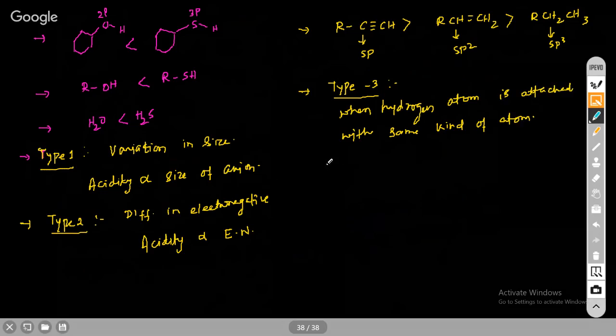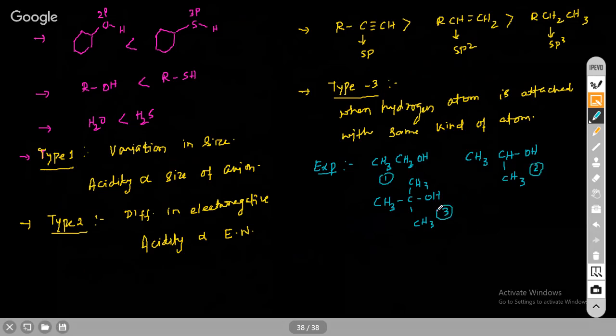Okay, so first example we'll look into: that is CH3CH2OH. This is the first one. The second one is CH3CHOHCH3, and then (CH3)3COH, that is C with OH, CH3 and CH3. First, second, and third. Which one is more acidic?